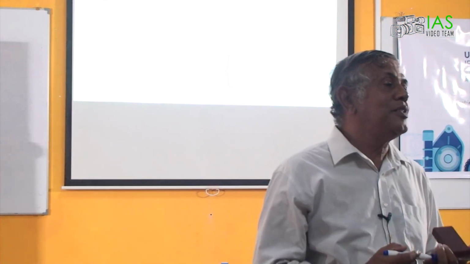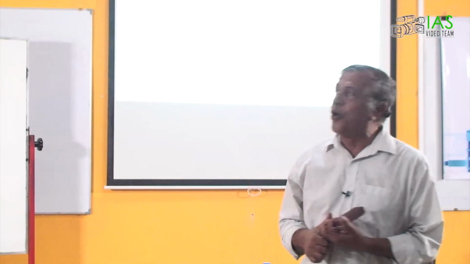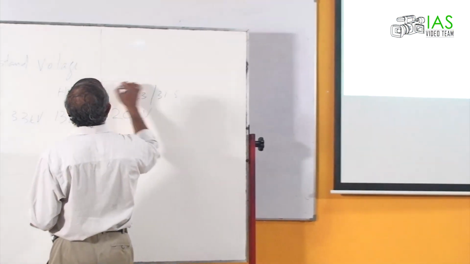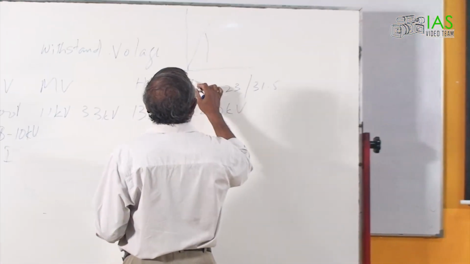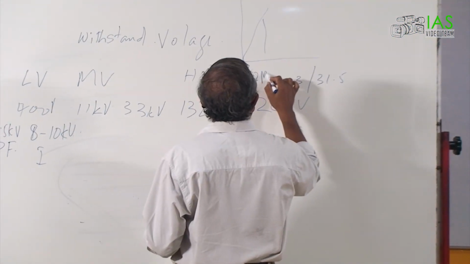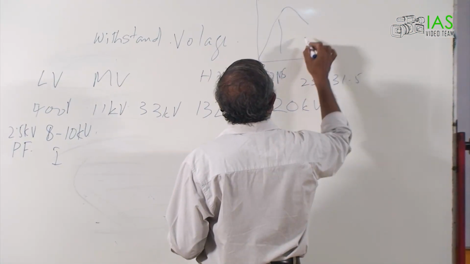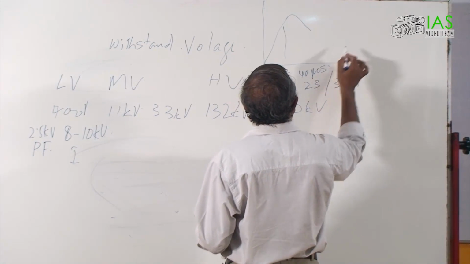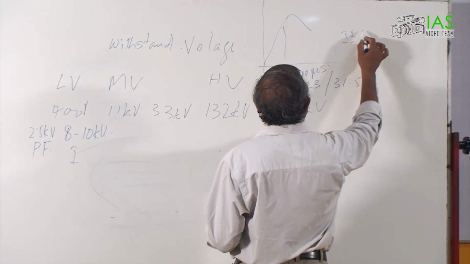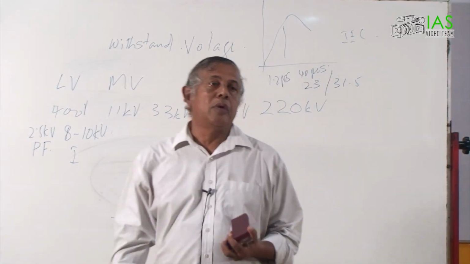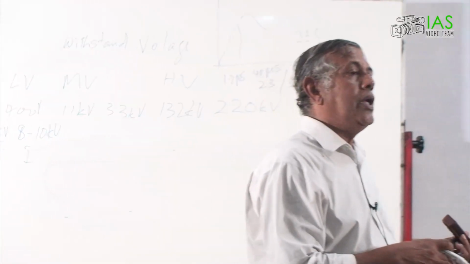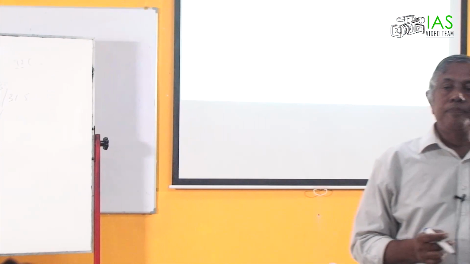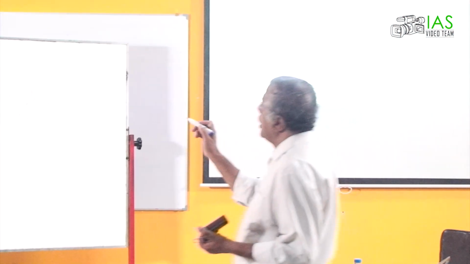So impulse has a standard waveform of 1.2 microseconds and half decay is 40 microseconds. This is IEC standard waveform. If you go for IEEE, it's different. Okay.